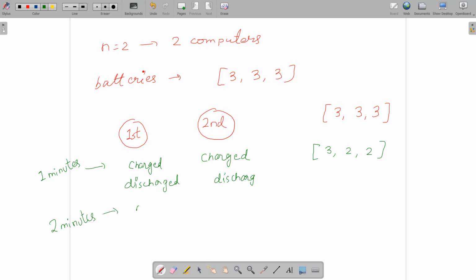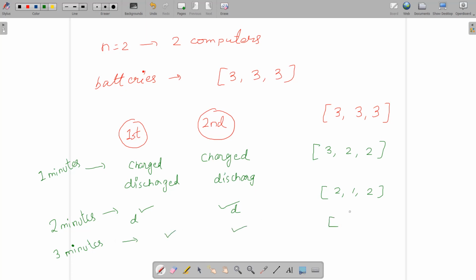It should be like, yes, this will be charged and this will be charged, and the state of the battery becomes 2 1 2, right? And now they become discharged. Let me denote it by D. And still you can see I can pick two batteries and charge the respective computers. So it should be like running for the 3 minutes. Yes, this is charged, this is charged.